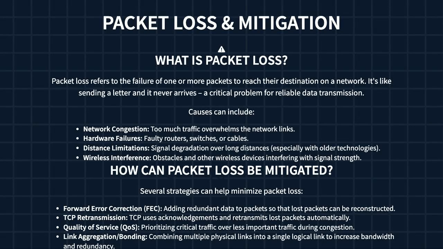Let's talk about packet loss. It's when data packets don't make their way to where they need to go, and that can really mess things up for reliable communication. It happens due to a bunch of reasons: overwhelming traffic, equipment problems, or even interference. But the good news is there are ways we can tackle it. We can use techniques like adding extra data so lost packets can be rebuilt, letting TCP automatically send retransmissions when something goes wrong, prioritizing important data during busy times, and upgrading our network hardware to ensure everything's running smoothly.